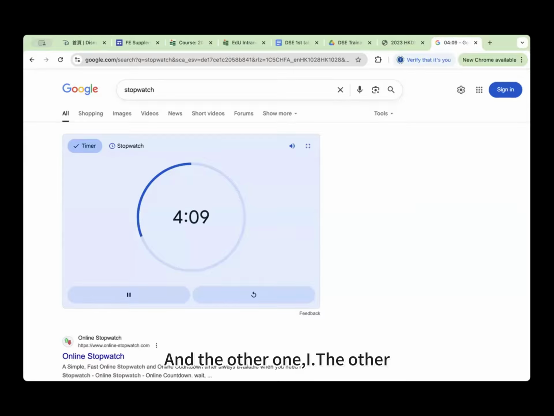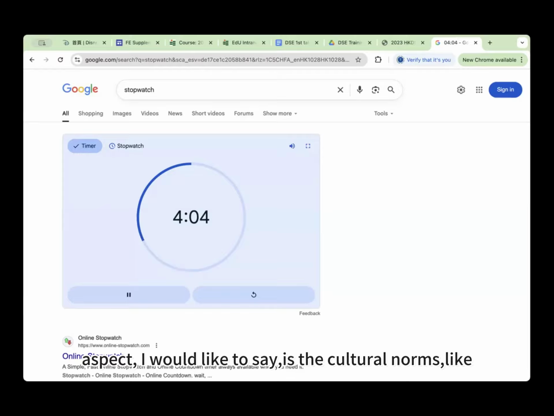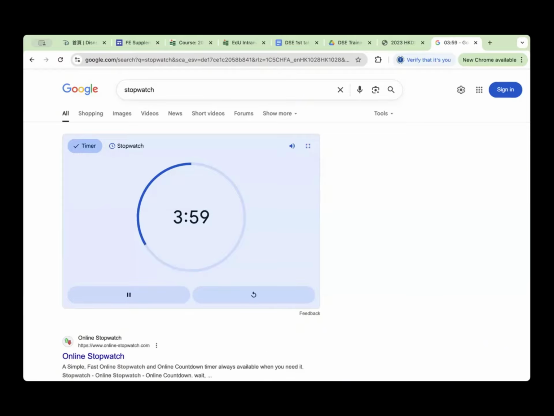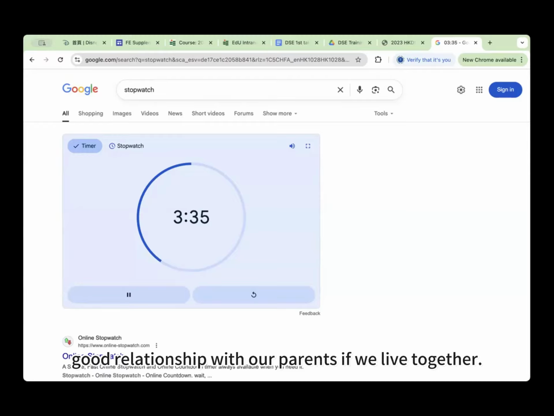And the other aspect I would like to say is the cultural norms. Like in many Asian societies, living with our parents is a very traditional way to strengthen the family bonds and build a better relationship with our family members. So what about candidate C? Yeah, I do agree with you that we could build a good relationship with our parents if we live together.